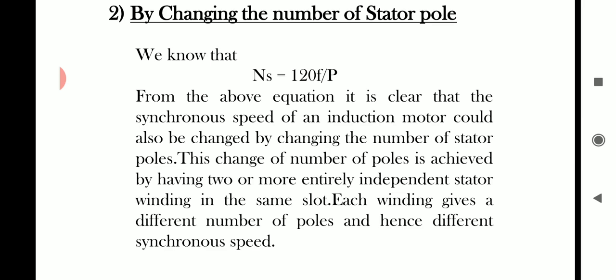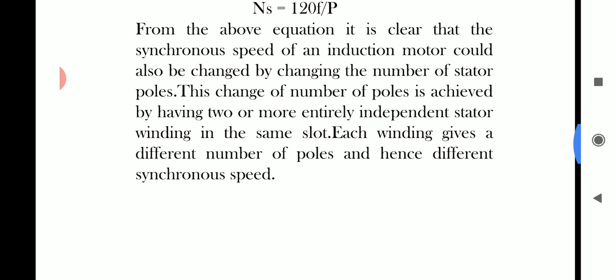If the number of pole goes on changing as the frequency is constant, then your speed also goes on changing. So this is the second simplest method by which we can change the number of stator pole, and hence accordingly the speed of the induction motor.